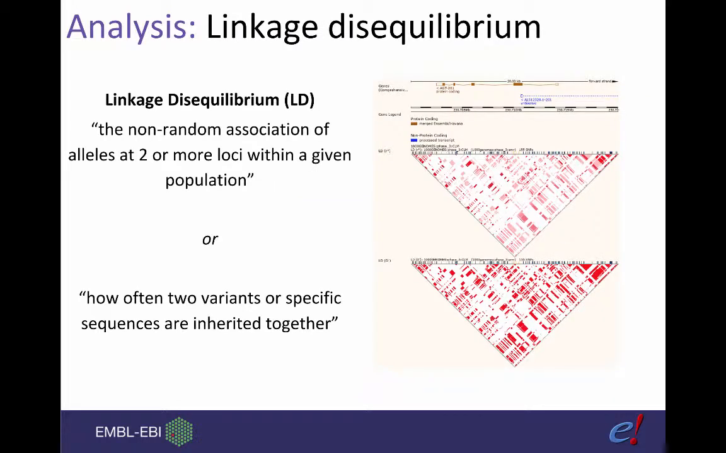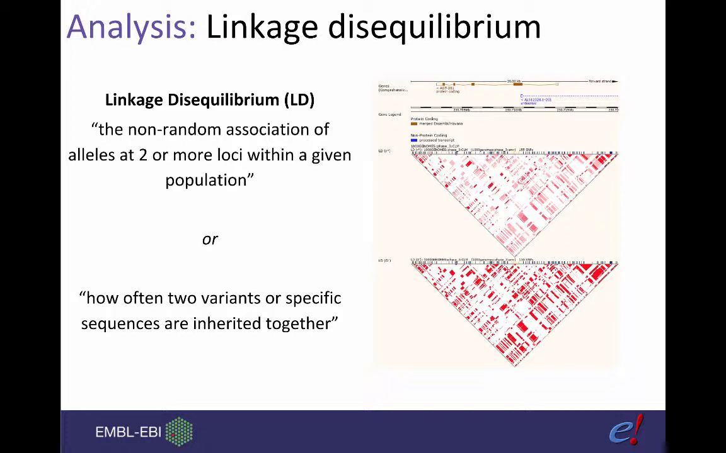So also looking at linkage disequilibrium. This is defined as the non-random association of alleles at 2 or more loci within a given population, or put more simply, how often two variants or specific sequences are inherited together. So we are able to look at this for groups of variants and across regions, and we will display this data within the variant and location tabs in Ensembl.